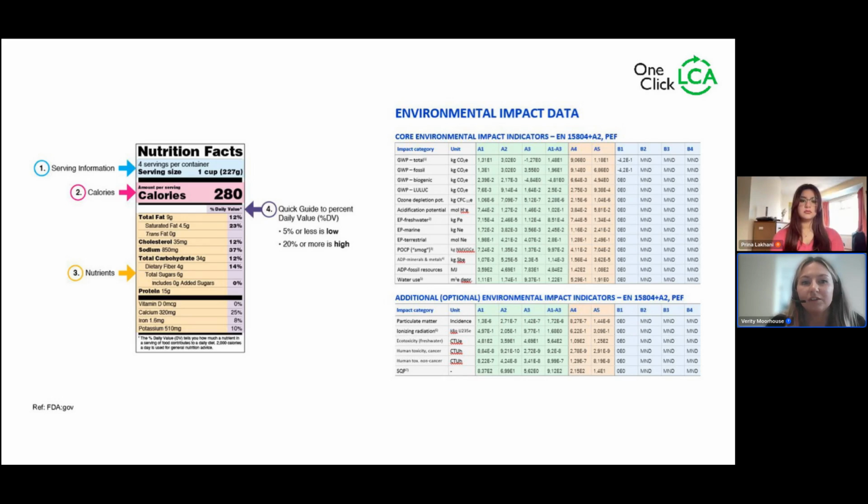Then you've got your calories. In an EPD, this is effectively your total CO2 equivalent. That's the number that most people refer to as your total CO2 equivalent for your A1 to A3 phases. And then here you've got all of your nutrients. In an EPD, this would refer to other environmental impacts. They don't just look at global warming potential or CO2 equivalent, they also look at other things like ozone depletion, acidification, etc., etc.